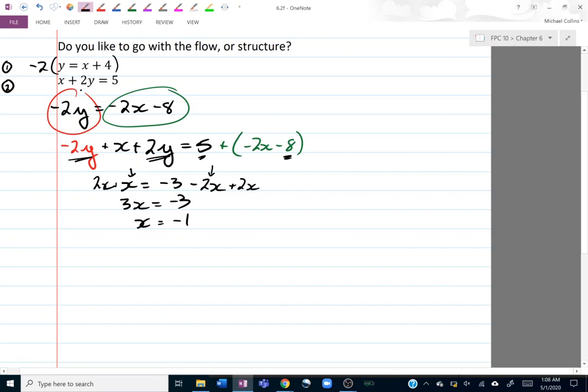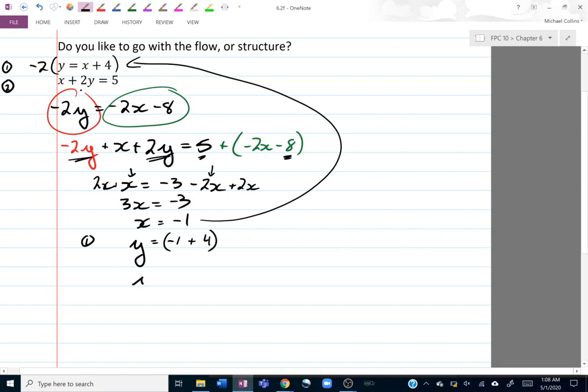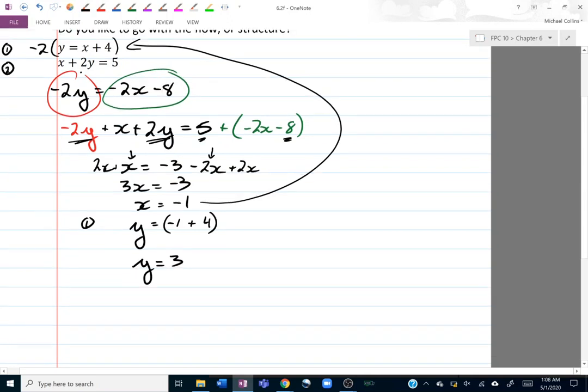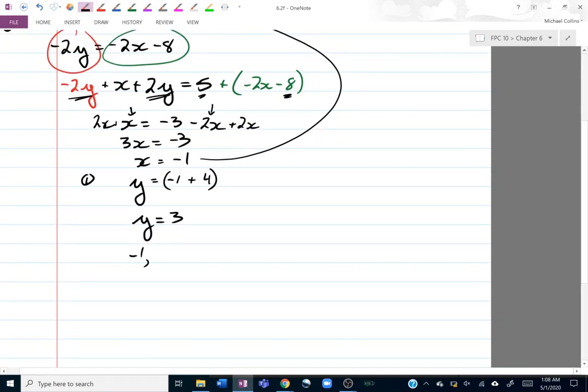And then I can substitute this back into my top equation. I end up with y is equal to x, which is negative 1, plus 4. Y is equal to 3. And I have my solution: negative 1, 3.